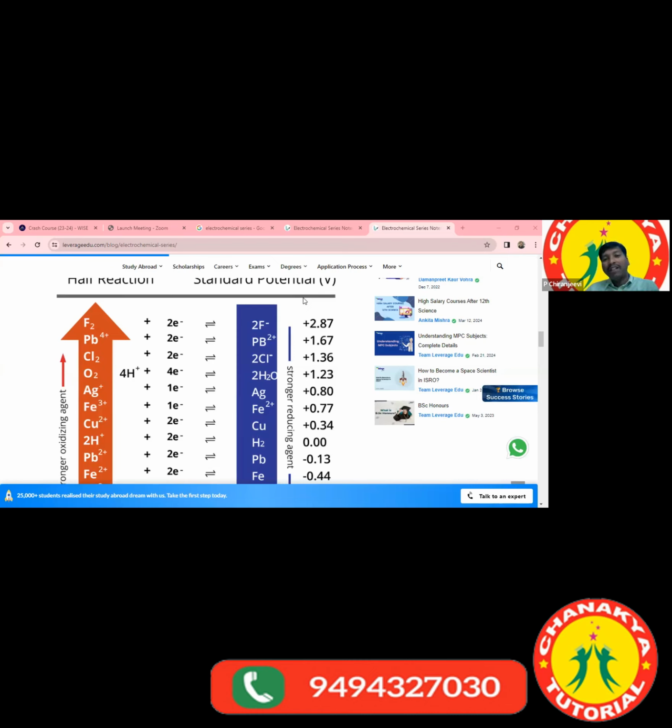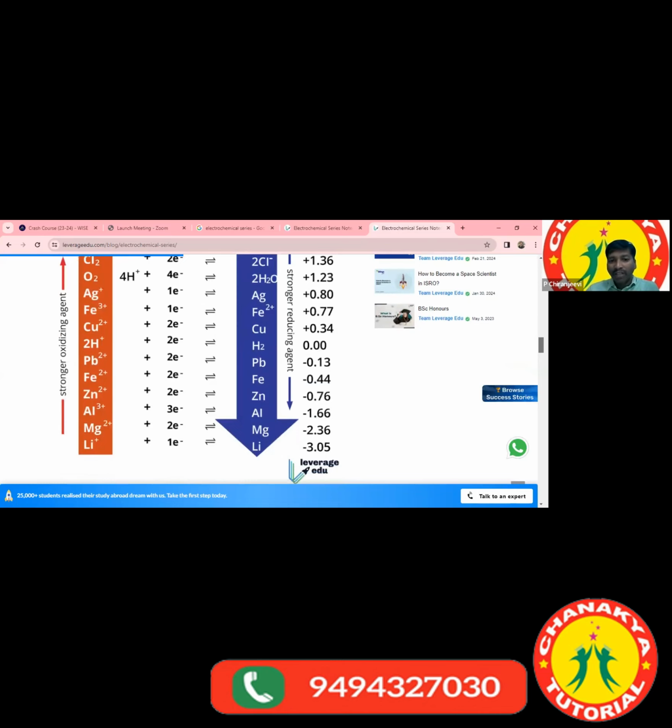Now, if you observe clearly here, they have given a list of the elements and some values also. For example, fluorine is there, 2.87. At the same time, lithium. What value have they given for lithium? Lithium they have given as -3.05.